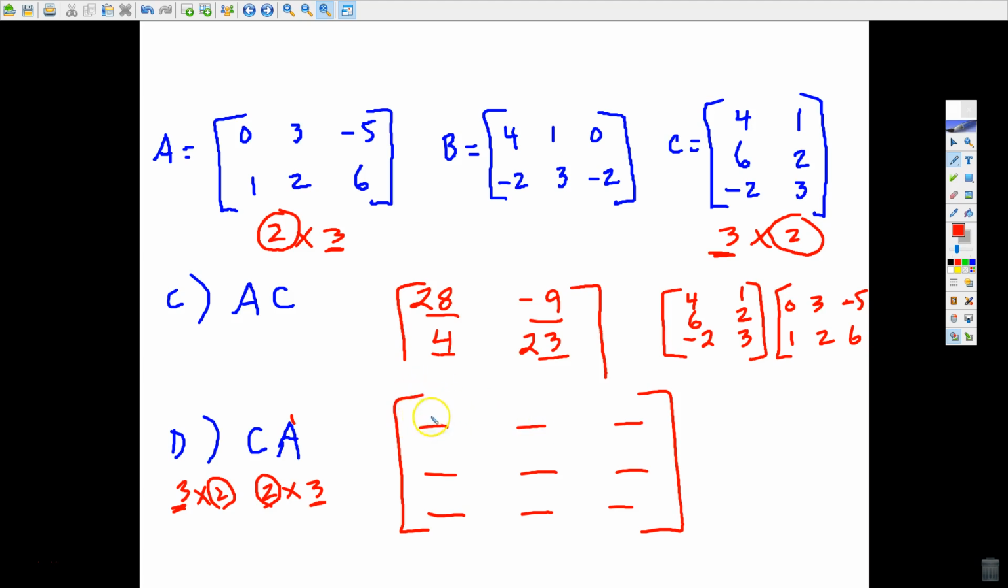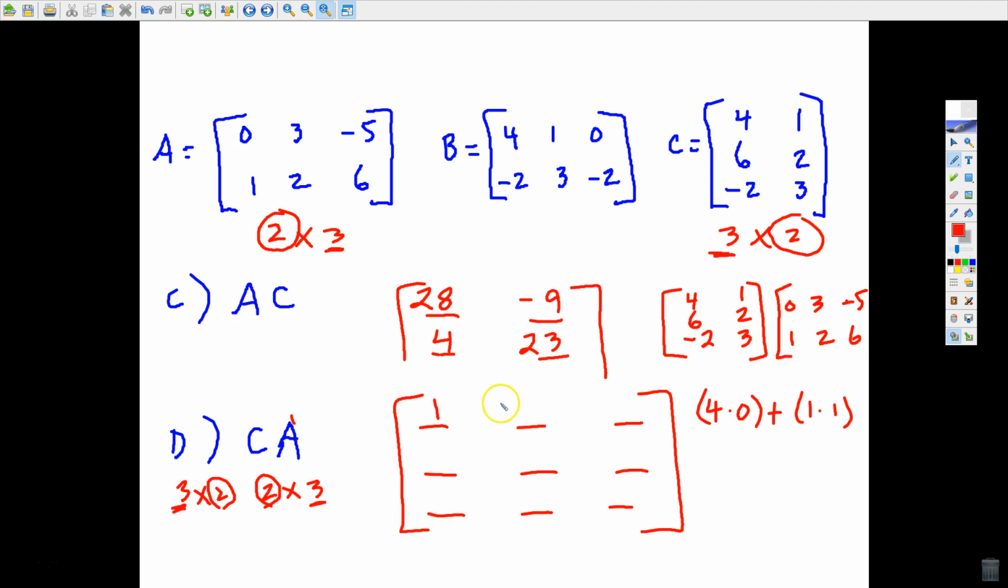So what's it going to take to come up with row 1, column 1? I'm going to use row 1 times column 1. So 4 times 0 plus 1 times 1. So my top left, row 1, column 1 of the product should be 1. Row 1 times column 1.